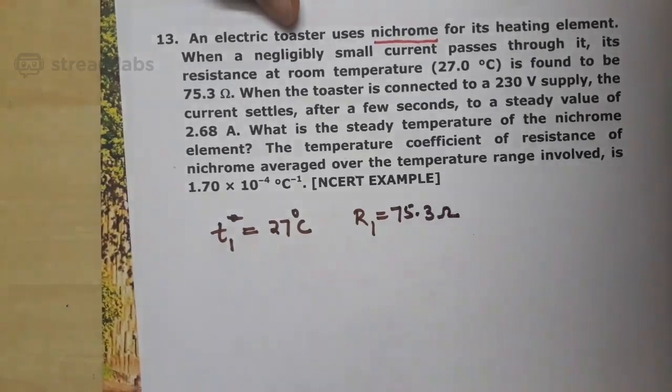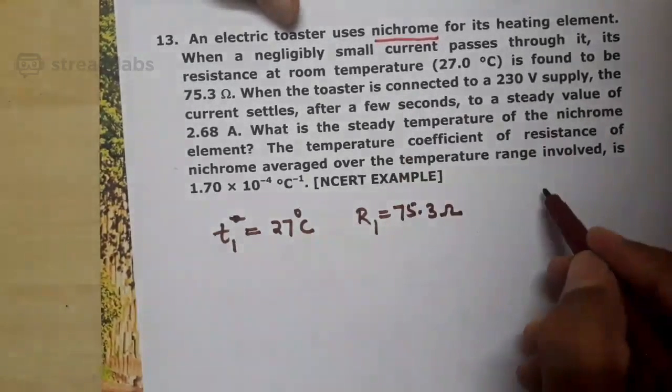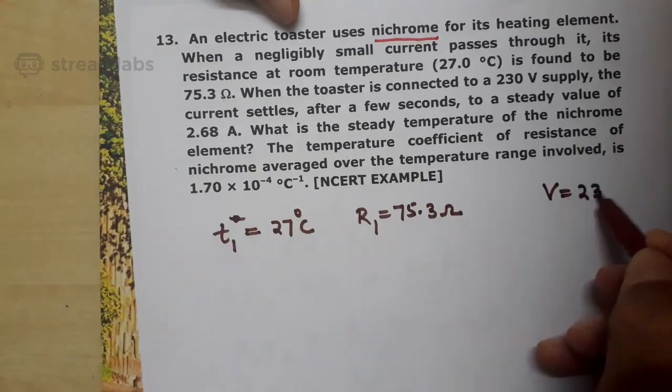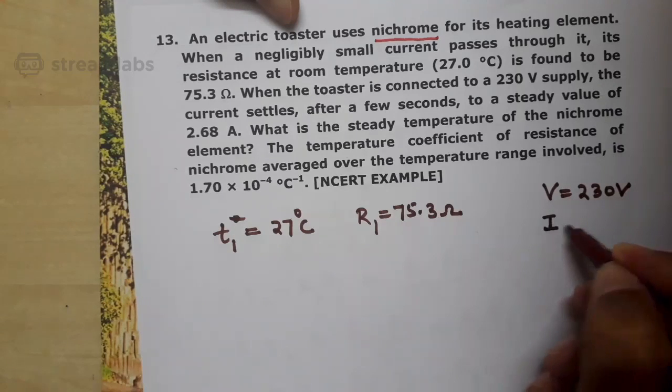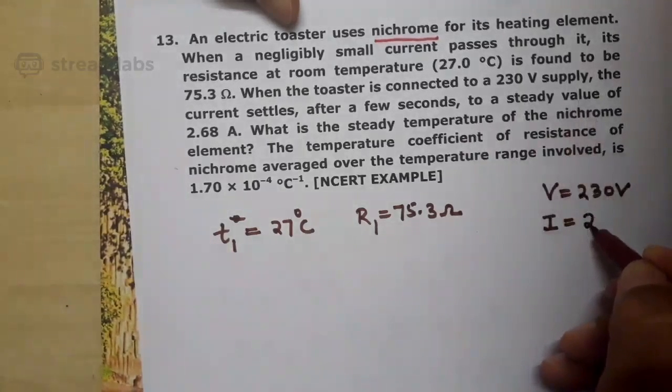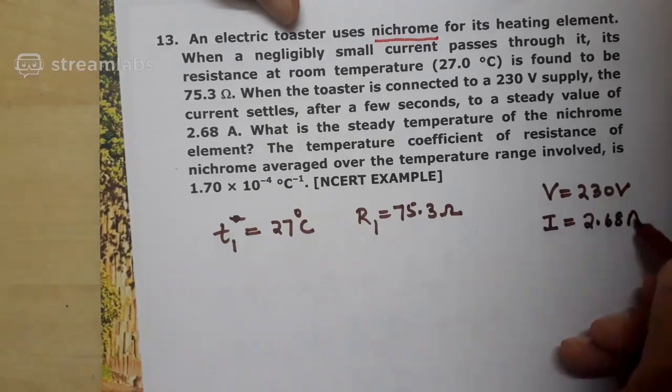When the toaster is connected to a 230 volt supply, the voltage applied is 230. The current varies and finally becomes steady after a few seconds at a value of 2.68 ampere.